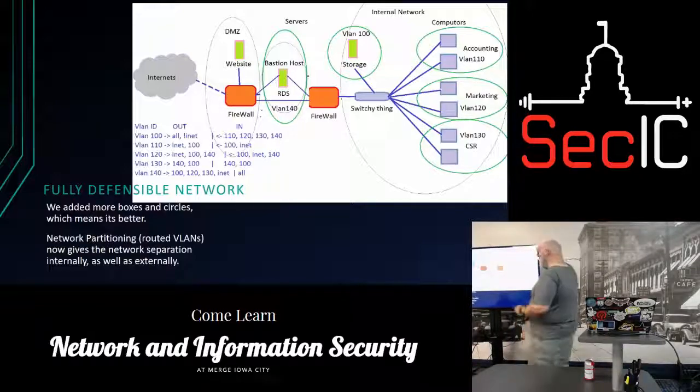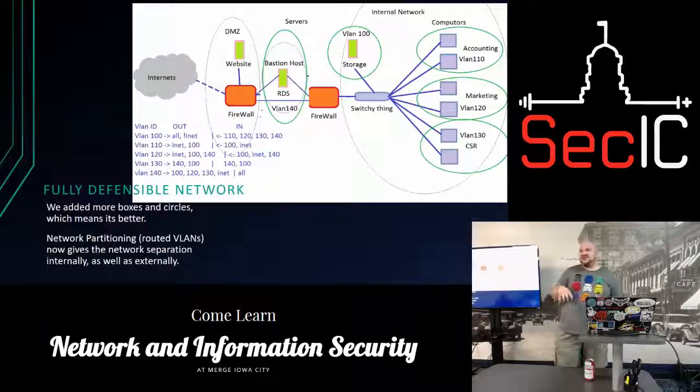But what we're doing is we're creating these network paths, right? So accounting only needs this and the internet. So that's all it's getting. It doesn't need access to anything else in this network. And that's what we're doing with the partitioning, right? With actual network segmentation, that's the end goal: to get the routing in place to create the defensible network.